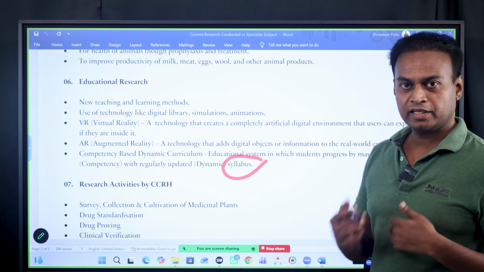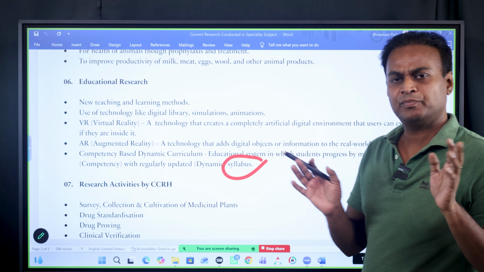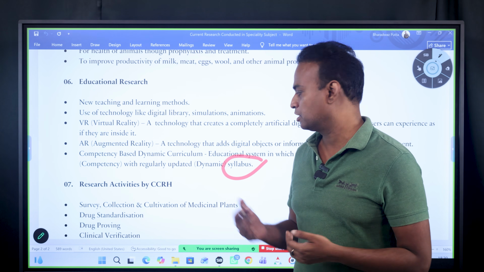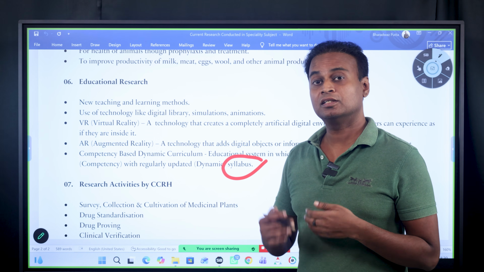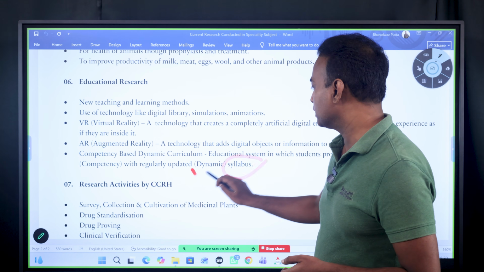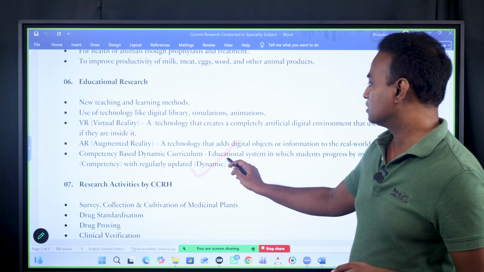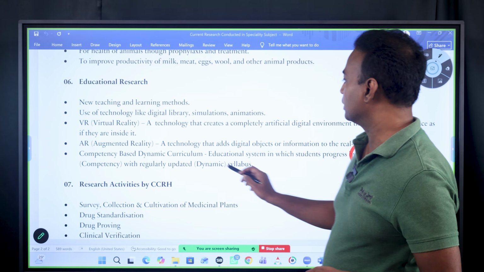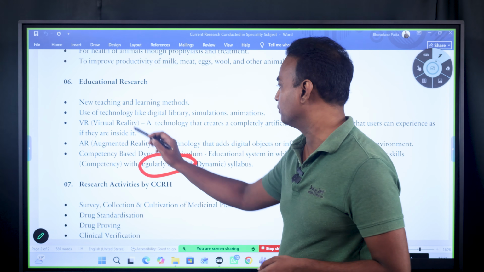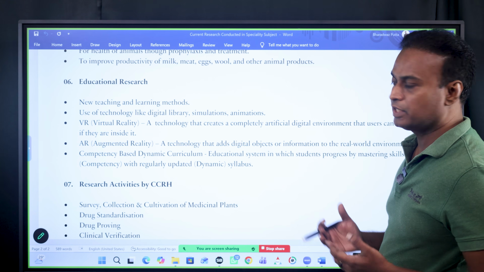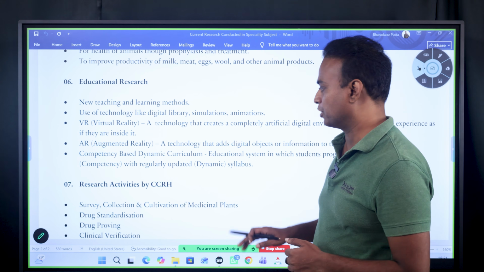Okay, what is regularly updated? It is not that they print the syllabus and give it to you, and for generations together you follow the same syllabus. The syllabus will be continuously updated every year or whenever necessary. That is known as dynamic syllabus. Okay, that's the reason the word dynamic is used. Competency means mastering skills, dynamic means regularly updated. These are the research that is being conducted in homeopathy for education.